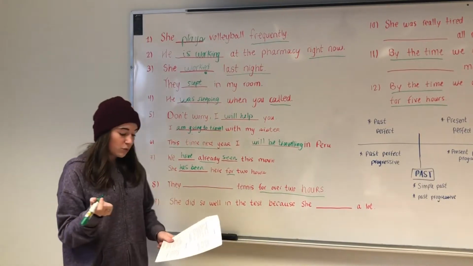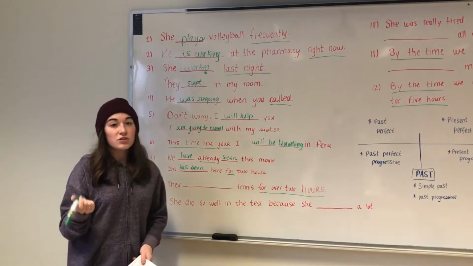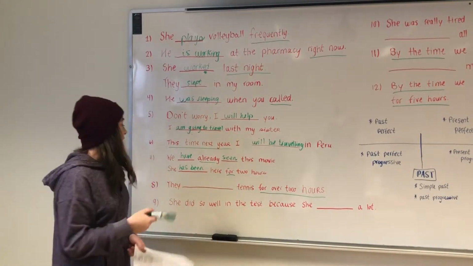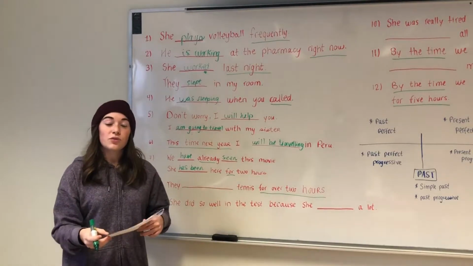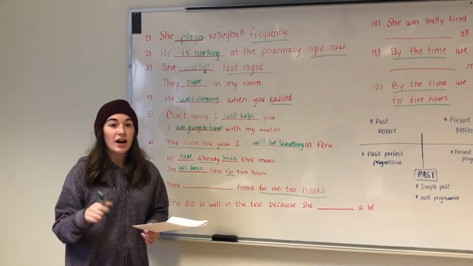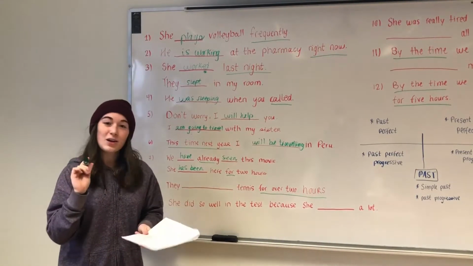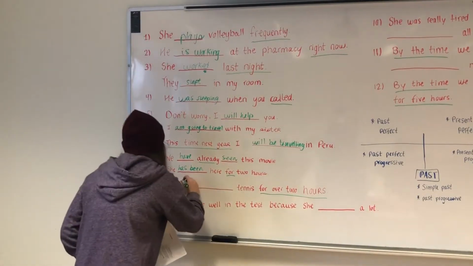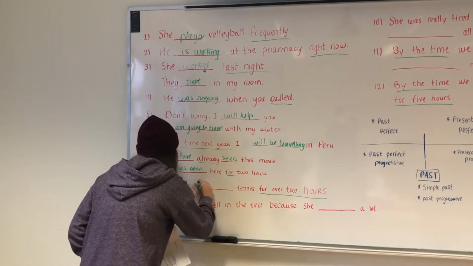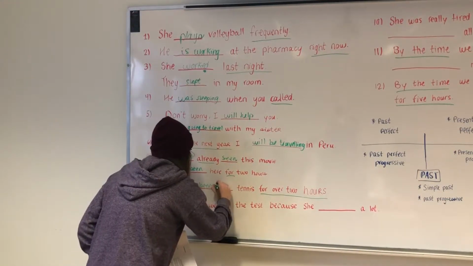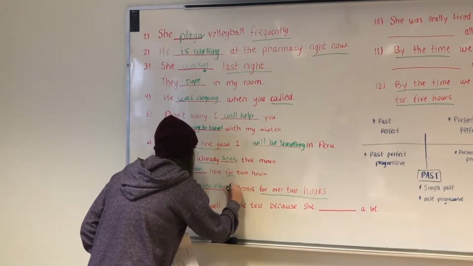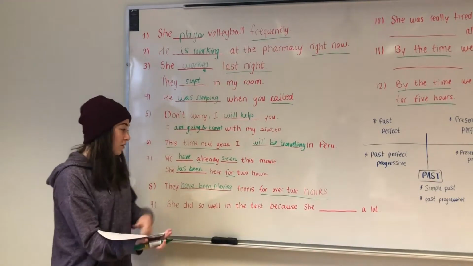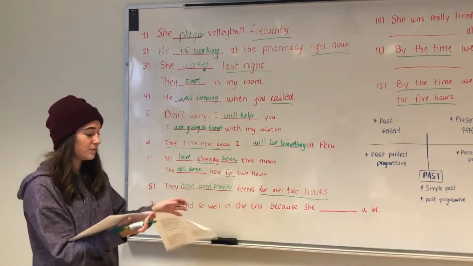For the present perfect progressive, we use it for a continuous action that started in the past and that is still happening at the moment. In an affirmative sentence, the form is the subject plus have or has plus been plus the base form of the verb plus ing. So here, they have been playing tennis for over 2 hours. So they started playing tennis in the past and they are still doing it right now. So it is the present perfect progressive.